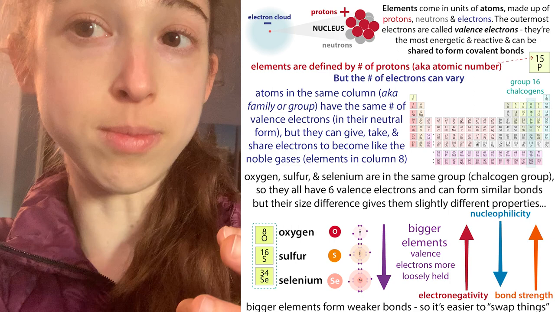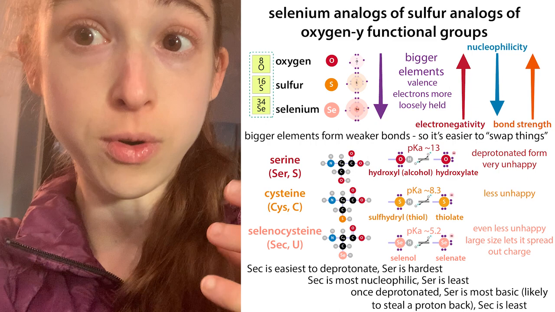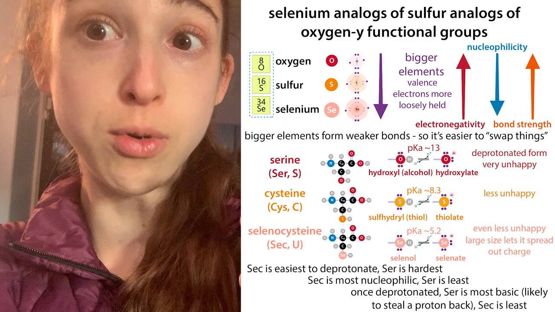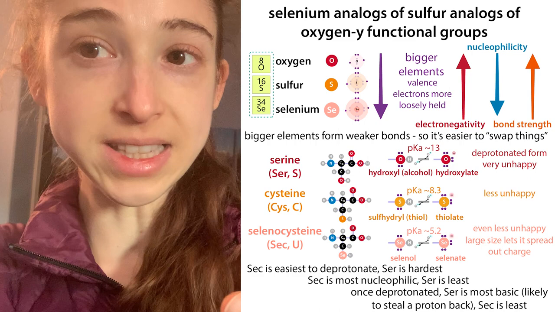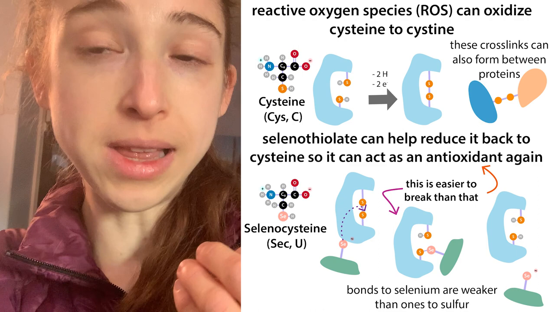So I'll talk a lot more about this, but selenium is like sulfur on steroids. Basically, sulfur is a more reactive and weaker bond-forming version of oxygen, and then selenium is even more so. So selenium is going to have this big electron cloud, so it's going to form these weak bonds, and it's going to be more reactive as a nucleophile. And so it's going to make and break bonds more easily than a sulfur or than an oxygen. So it's actually able to break up sulfur bonds and things like this. And so it's able to play really important roles.